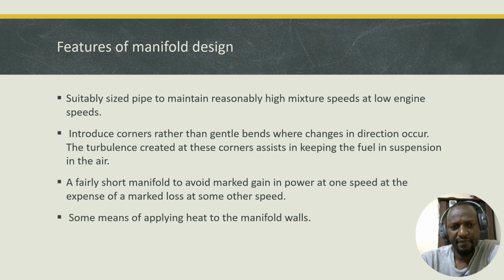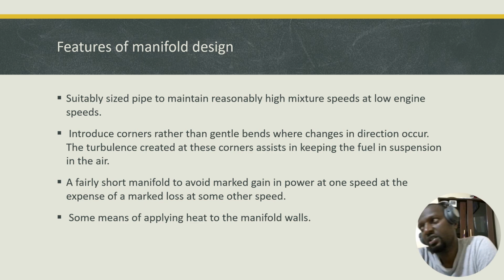Now, the features of a good manifold are: one, a suitably sized pipe to maintain reasonably high mixture speeds at low engine speeds. Two, to introduce corners rather than gentle bends where changes in direction occur. Now, the turbulence created at these corners will assist in keeping the fuel in suspension in the air. And three, a fairly short manifold to avoid marked gain in power at one speed at the expense of a marked loss at another speed.